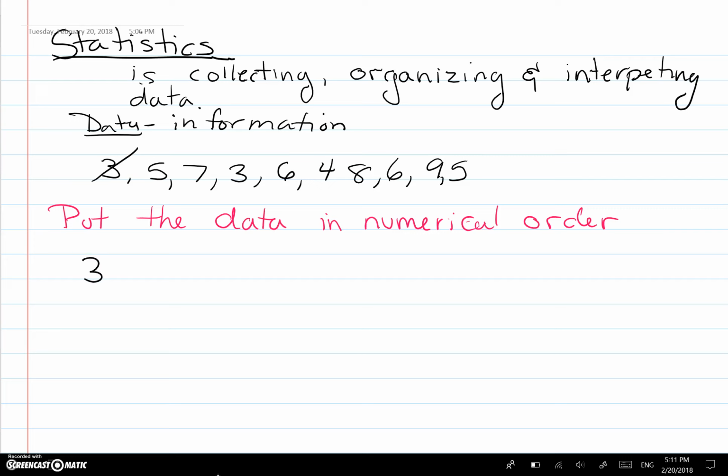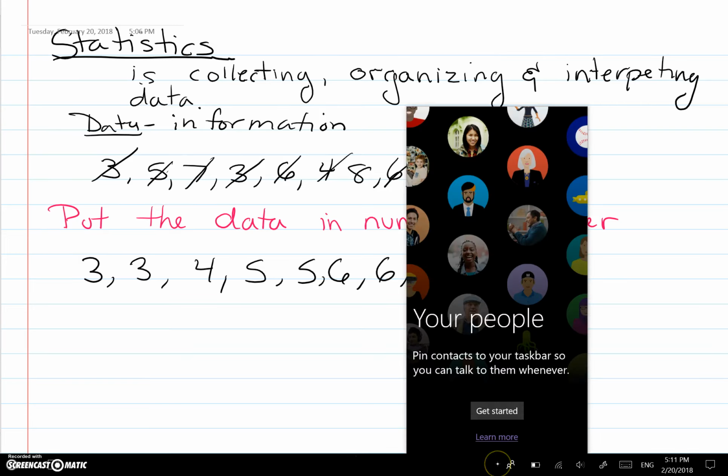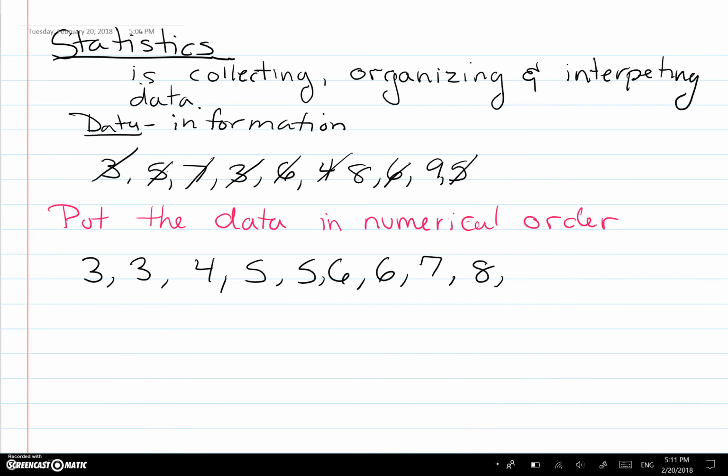So I have 3, 3, 4, 5, 5, 6, 6, 7, 8, 8, and 9. Notice I'm crossing out the numbers as I go through them. That way I can make sure I get them all.